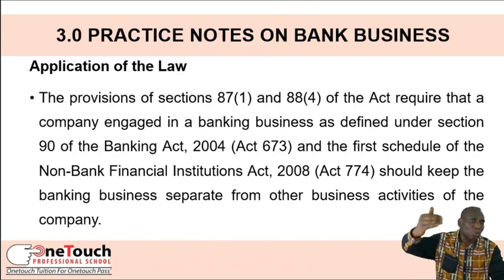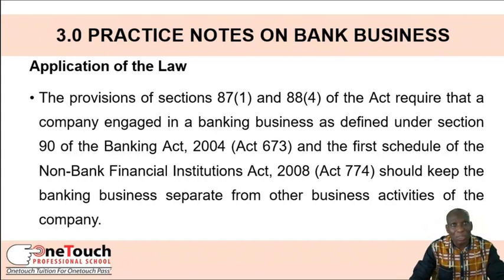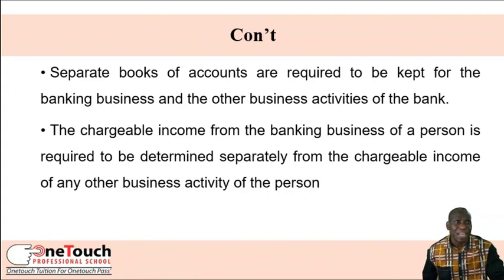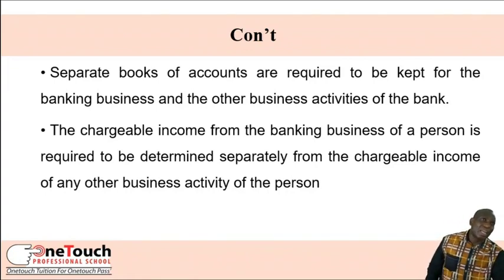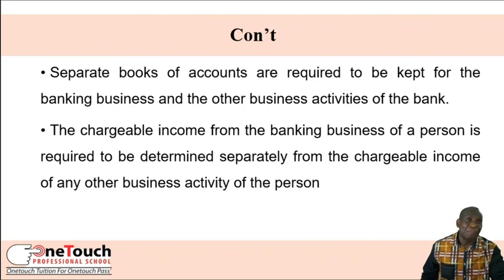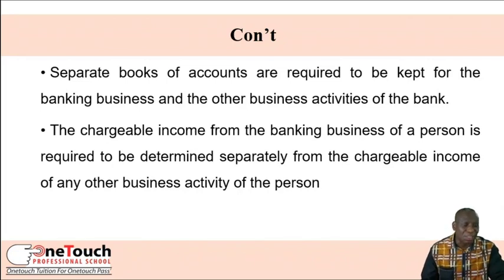So the practice notes, which show you the Commissioner-General's interpretation of the Act, try to explain further what the law says regarding sections 87 and 88. Separate books of accounts are required to be kept for the banking business and the other business activities of the bank. And for that matter, the chargeable income from the banking business of a person is required to be determined separately from the chargeable income of the other business activity of the person.